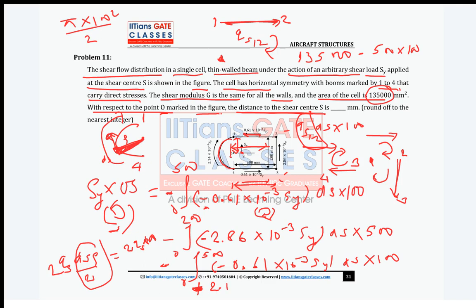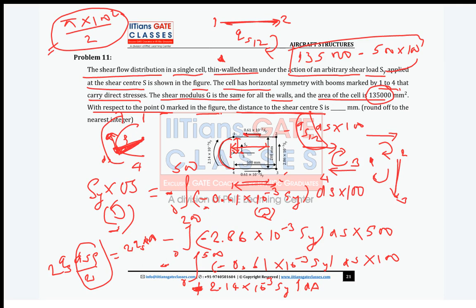2.14 into 10 to the power minus 3 sy. Now integration dA. It is not circular, Mr. Harsh. Again, I am telling now. If it is circular, then your area will be this of nose section. But if you calculate total area minus area of rectangular, you are not getting equal to this. Okay, that's where they get confused.